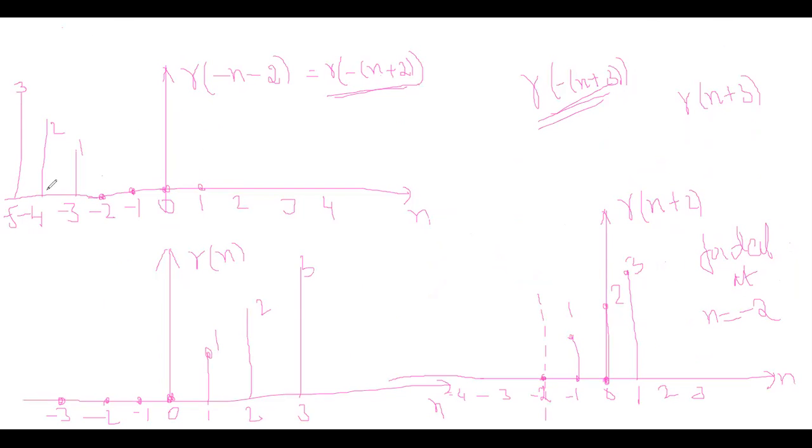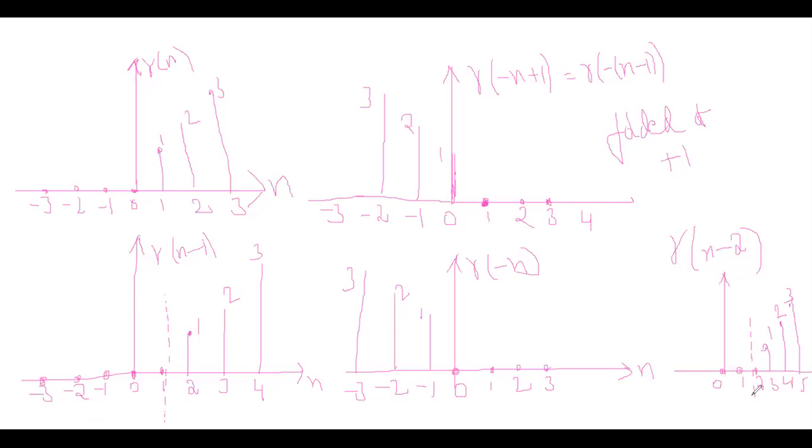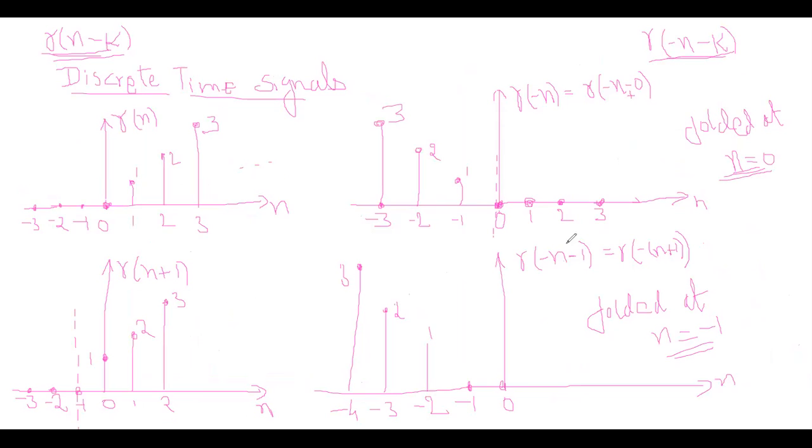Minus n plus 2, shifted towards the left side. Minus n minus 1, you see the minus n minus 1, is towards the left side. Minus n plus 1 is towards the right side.